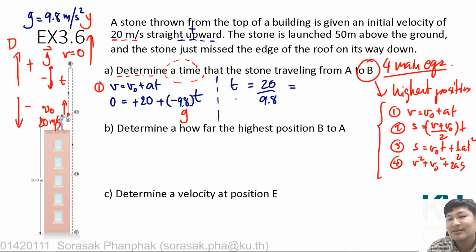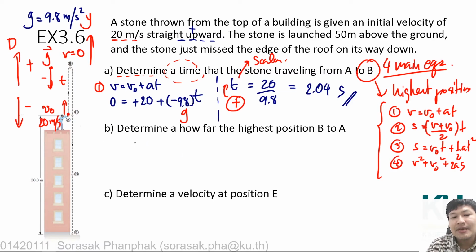So the time is only plus, right? Time doesn't have direction. Time is a scalar quantity. You don't move backward in time. If time is minus, you move backward. In the case of classical mechanics, you're not allowed to move backward. So now what you're going to get is the time equal to 2.04 seconds. This is the time that the stone moves from A to point B.